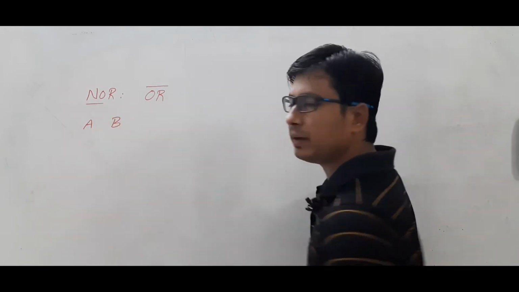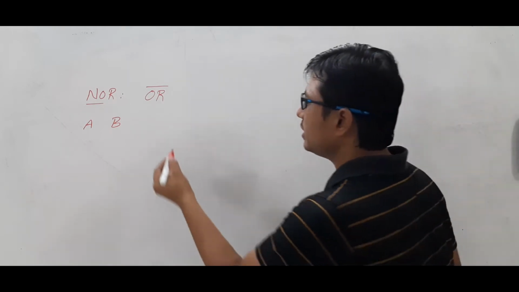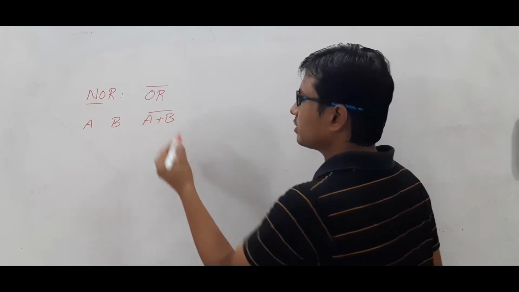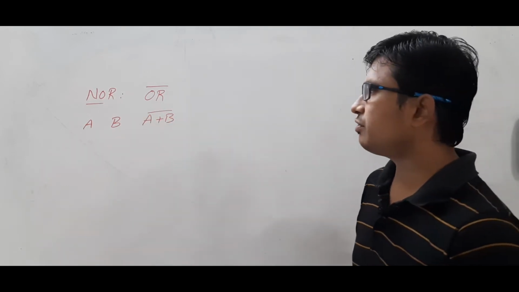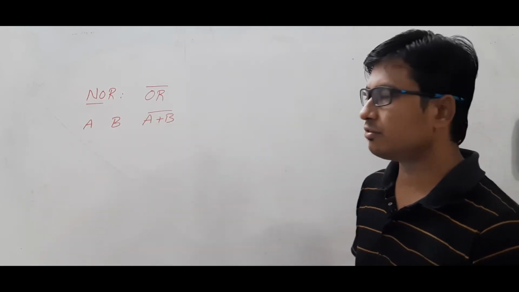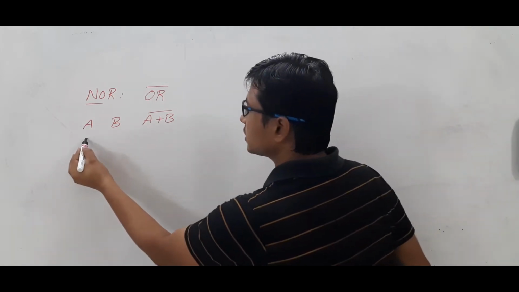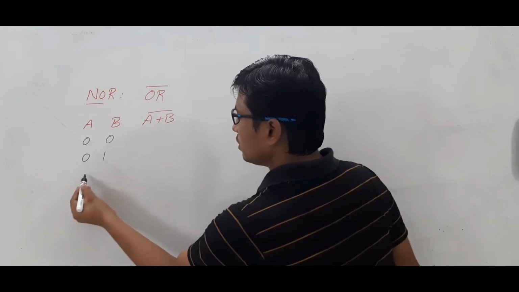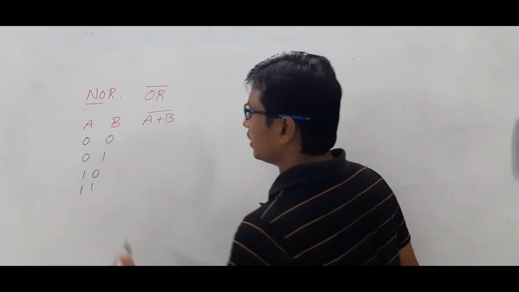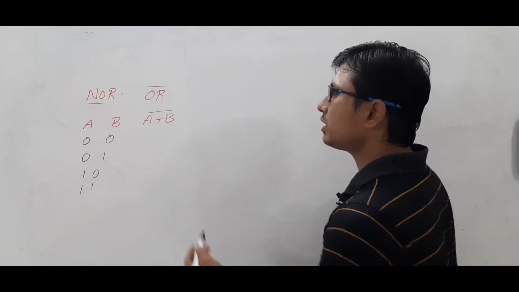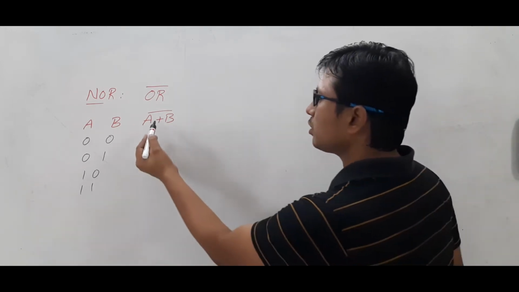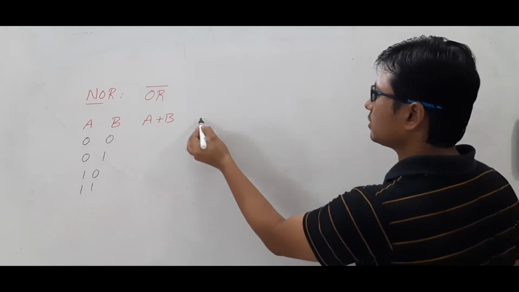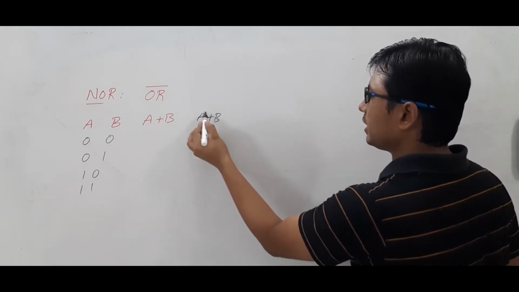I have two binary variables A and B. I want to compute the NOR for this A and B. Now if A and B are the two binary variables, how many combinations can you get? 0,0; 0,1; 1,0; 1,1. Am I right or wrong? So what I have to do? First I need to compute the OR, and then I will perform the complement to get the NOR.